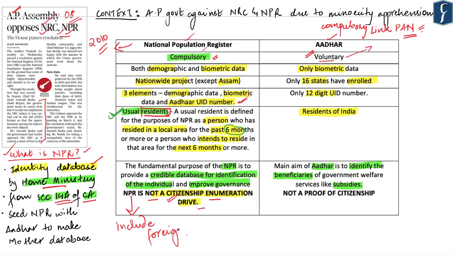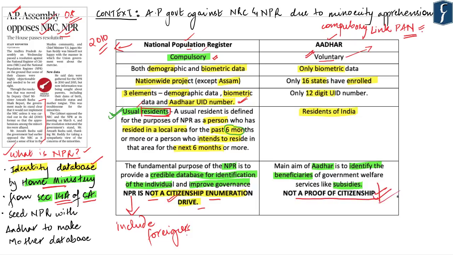If you will look at this term, it says National Population Register, and it is an identity database for usual residents in India. So the term used here is residents and not citizens. So since we are also including foreigners in this register, it cannot be a citizenship enumeration drive. And as far as Aadhar is concerned, Aadhar too is not considered as a proof of citizenship.